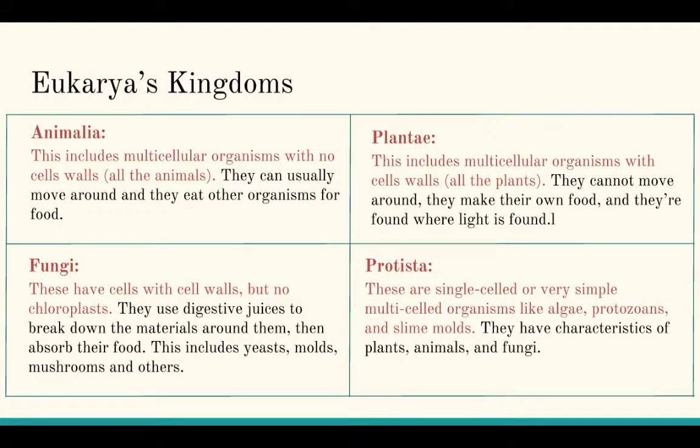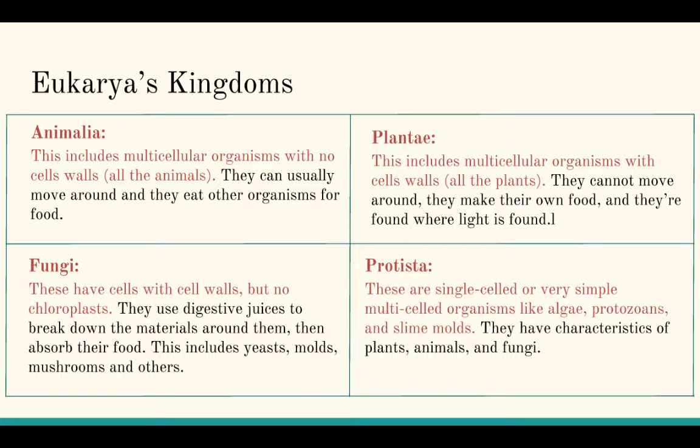We'll look a little bit further into eukarya because it relates to us. There are 4 kingdoms within the domain eukarya. Those 4 kingdoms are Animalia, Plantae, Fungi, and Protista. Animalia includes all multicellular organisms with no cell walls, which is essentially all the animals. They can usually move around, and they eat other organisms to get their food.